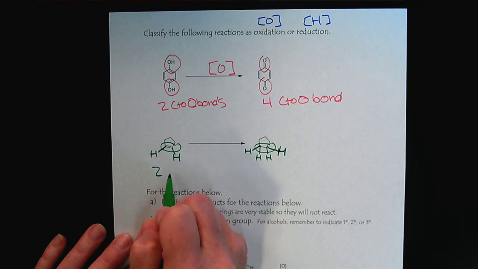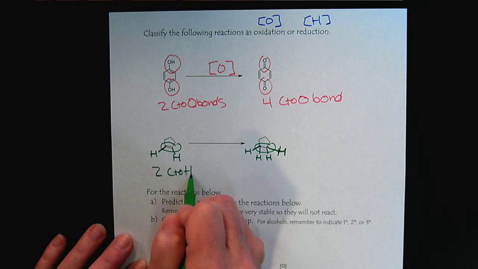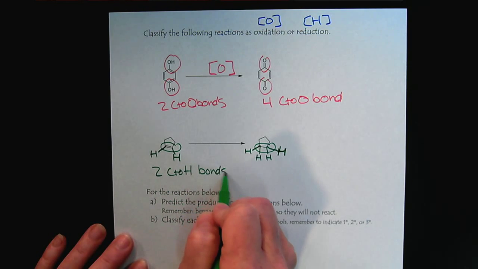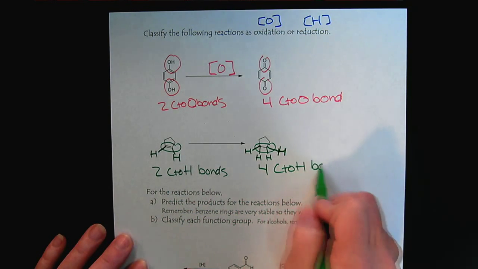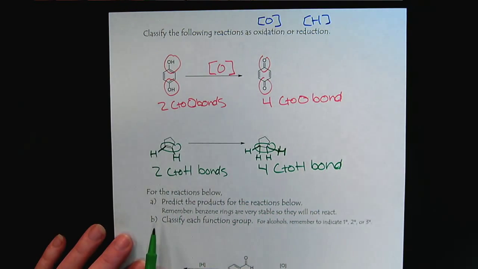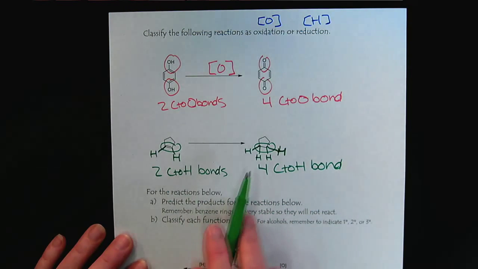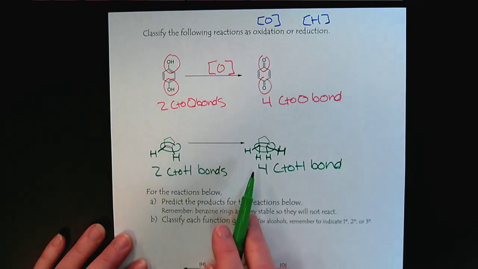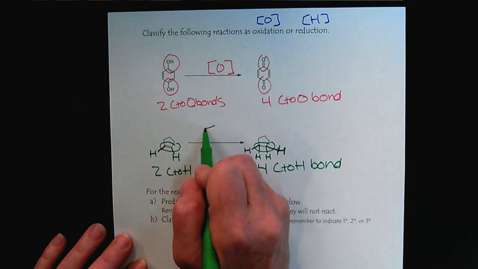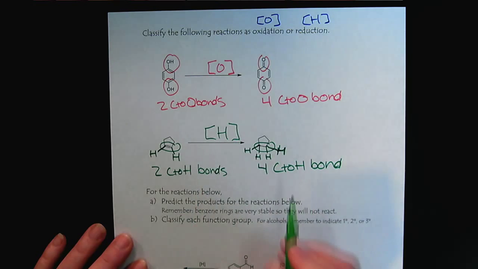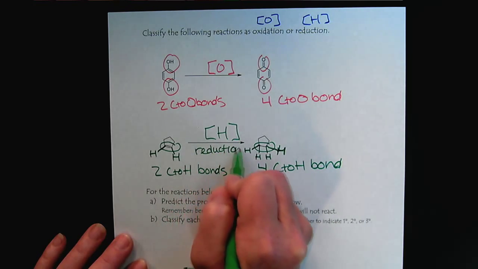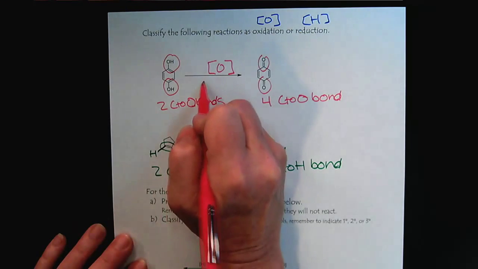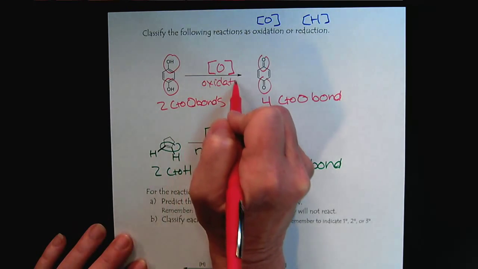So we went from 2 carbon to hydrogen bonds to 4 carbon to hydrogen bonds. Now obviously there's more carbon-hydrogen bonds in the molecule, but we're just looking for the change, so we can ignore the rest. So we would put the symbol of H here, right, that this is a reduction, whereas above, it was the oxidation.